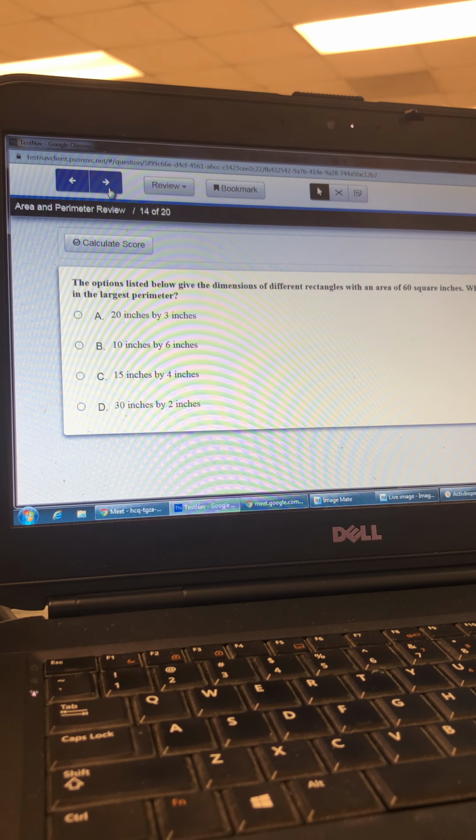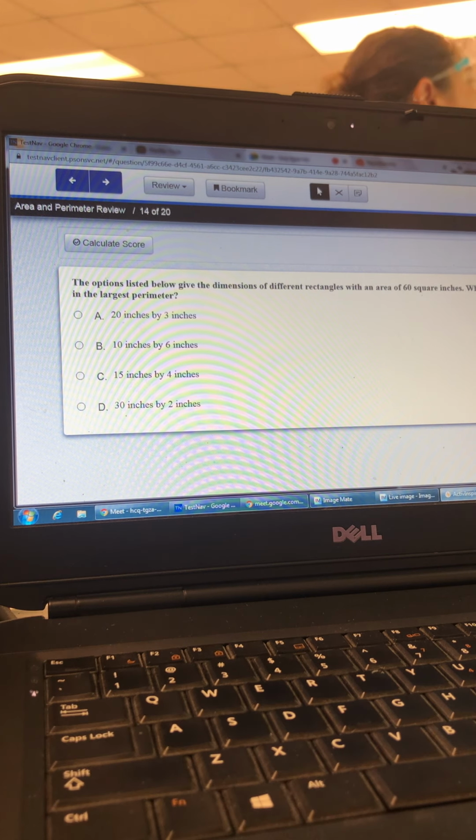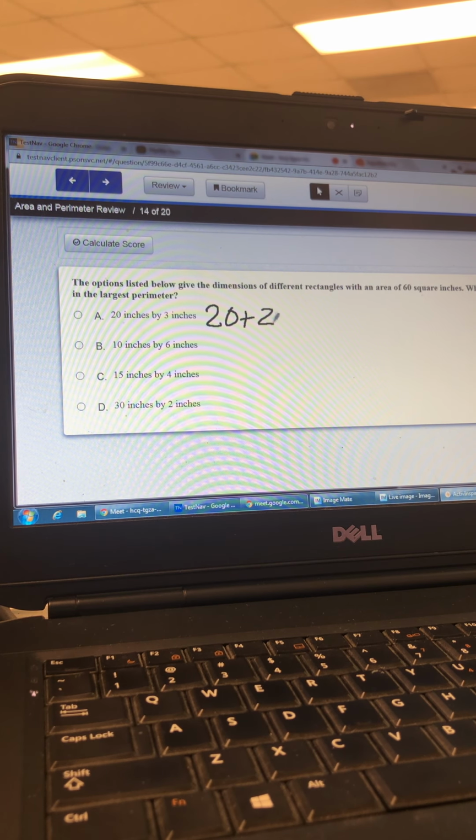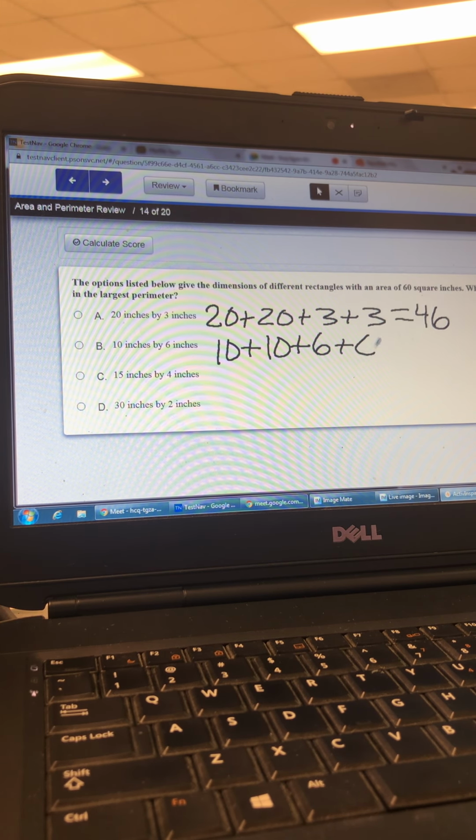So what you have to do for each one of these choices is solve the perimeter for it. Remember, perimeter is length plus length plus width plus width. So you say, well, maybe 20 plus 20 plus 3 plus 3. 20 plus 20 is 40, 40 plus 6 is 46. Then you say 10 plus 10 plus 6 plus 6. 10 plus 10 is 20, 6 plus 6 is 12, 12 plus 20 is 32.